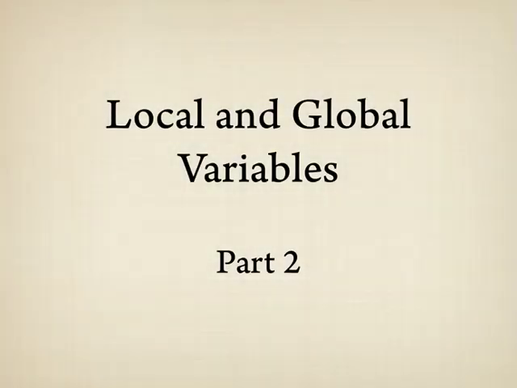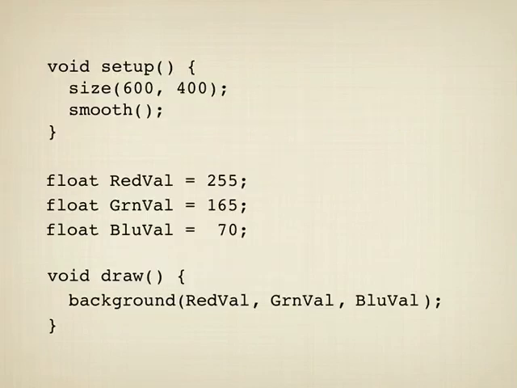In part 1 of this discussion, I showed how to create a global variable. Simply declare it outside of any function. I also urged you to start your global variables with capital letters, so they'll be easy to distinguish from local variables, which start with lowercase letters.